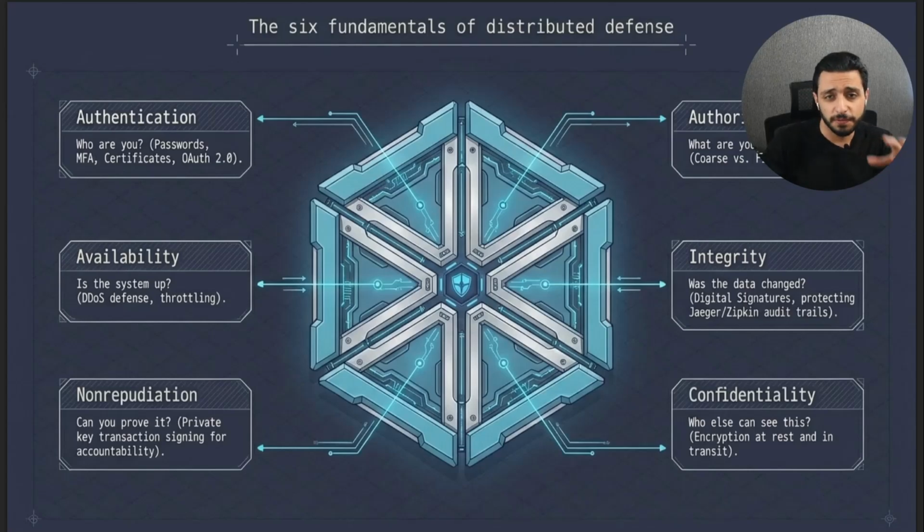And the fourth one is confidentiality, which is about who else can see this. We must ensure that only the intended recipient can read the data. We use encryption at rest for databases and in transit with TLS.